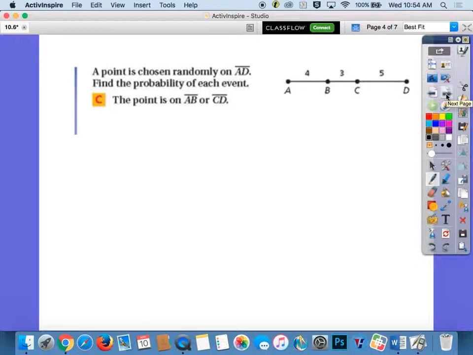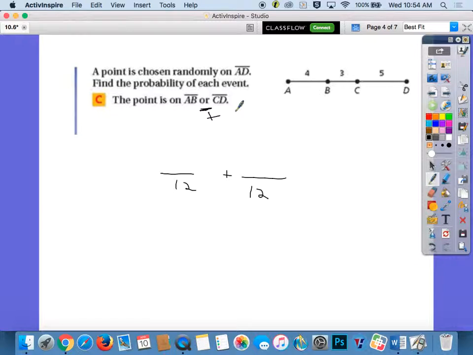So when you guys have OR, you maybe remember this from Algebra 1, you're adding. And when you see AND, you're multiplying, but we won't get into that in this class. Just some basic probabilities here. So we want to find the probability that the point is on AB or CD. Okay, so again, our sample space is going to be 12 for both.